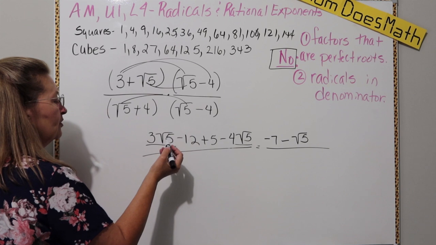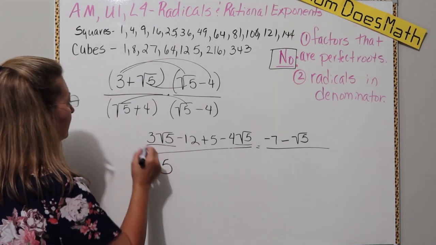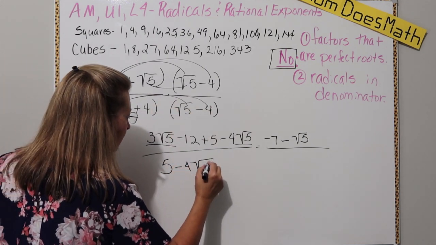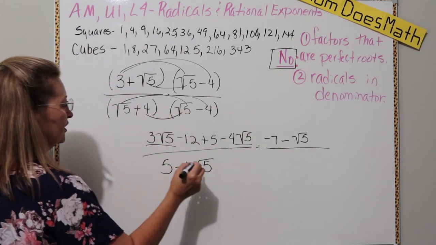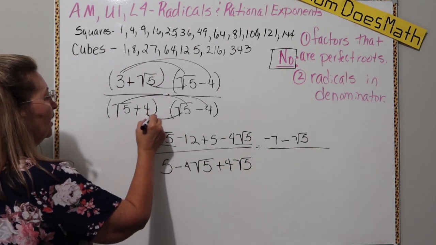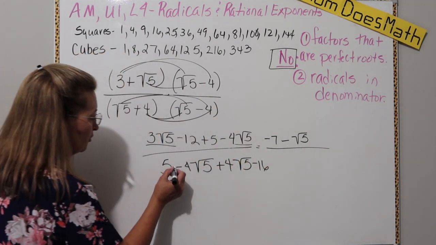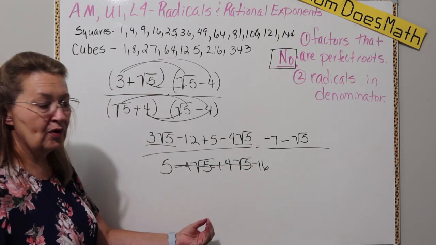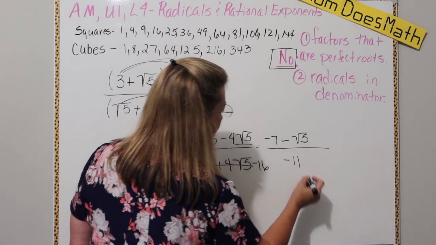All right, now let's look at this bottom. Square root of 5 times square root of 5 is square root of 25, which is 5. So let's just put 5. Square root of 5 times -4 is going to be -4 square root of 5. Now let's do the second number. Positive 4 times square root of 5 is going to be plus 4 square root of 5. And positive 4 times -4 is minus 16. Your minus 4 square root of 5 and your plus 4 square root of 5 subtract out. That's now 0. 5 minus 16 gives you -11.